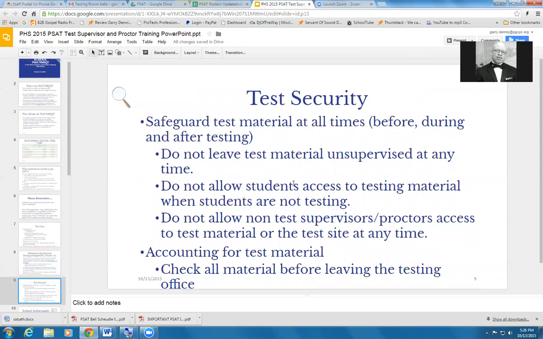Test security, which we talked about. The main portion about test security is that if you are the administrator who has those secure test materials, please make sure that you have them at all times. You're aware where they are, that no one's allowed to really have that material except for you. And that's what the agreement was signed for, about making sure those tests are secure.